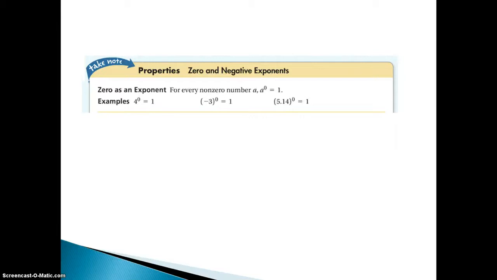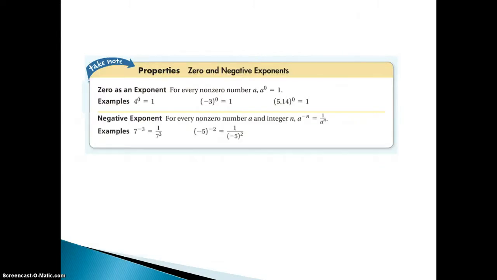As you remember from before, if you take a number to the zero power, it's 1. So you see the examples, 4 to the 0 power is 1, negative 3 to the 0 power is 1, and 5 and 14/100ths to the 0 power is 1. Any number that is not 0, if you raise it to the 0 power, you will get 1. And we noticed that when we took a look at some patterns the other day.